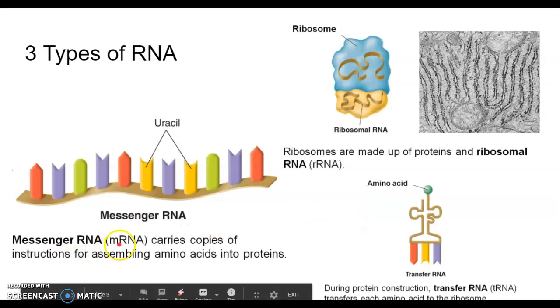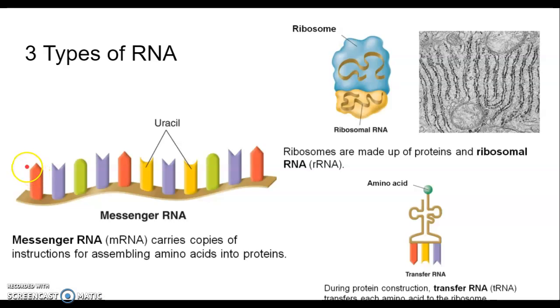So just recapping, oftentimes, we just write mRNA. The M stands for messenger. So this is going to be the main way that the message gets from DNA in the nucleus to the ribosome. And then the transfer RNA, or tRNA, is going to bring the amino acid.